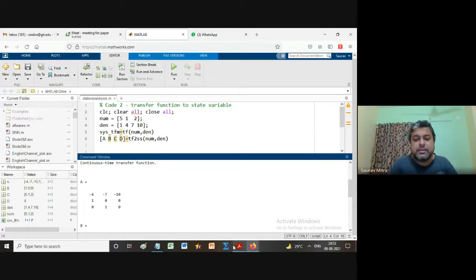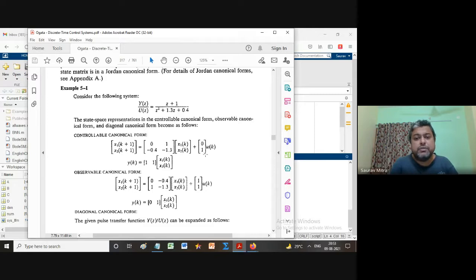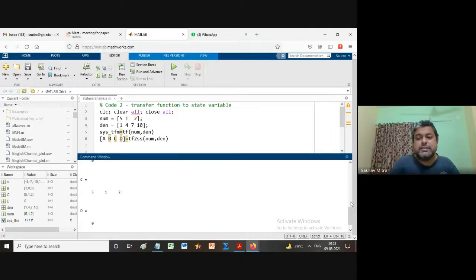Whatever controllable canonical form you have said, just check here. It is 0 1 and -4 -7 -10. This is just a representation. The last row has been reversed and brought to the top. This is what MATLAB is following. So -4 -7 -10, B is 1 0 0, C is 5 1 2, and D is 0.